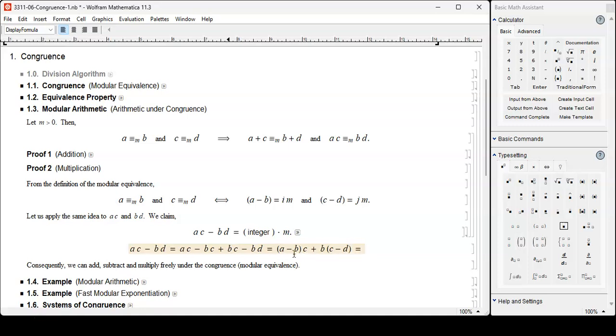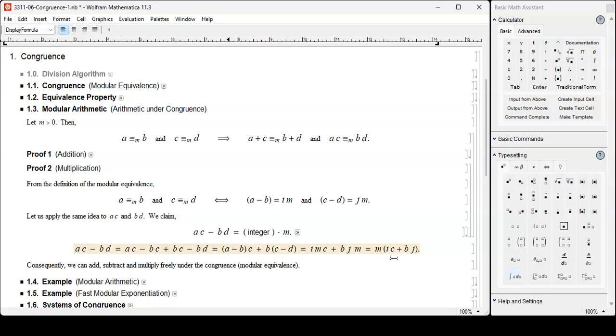A minus B is IM, so this is IMC. And then C minus D is JM, so BJM. M is common, so I can factor it out. And what do I have here? IC plus BJ. And do we have M times an integer form? Yes, indeed. That completes the proof.